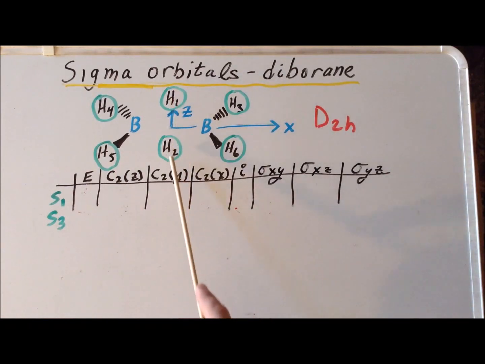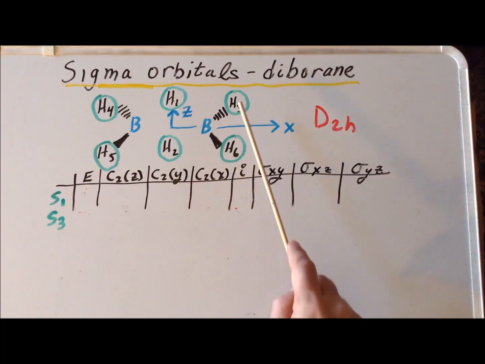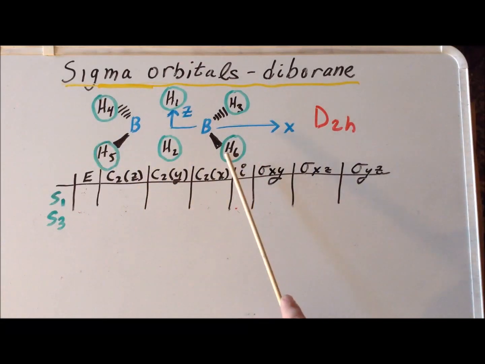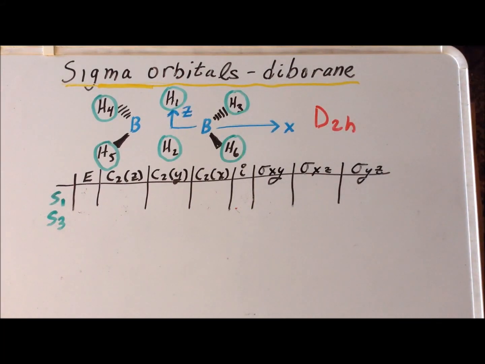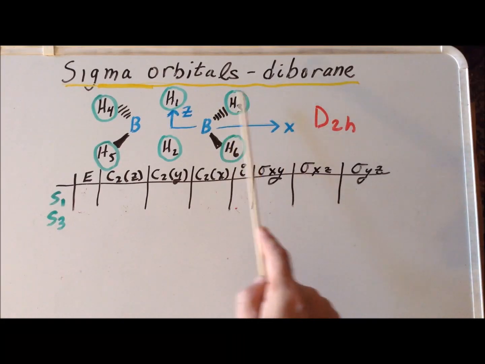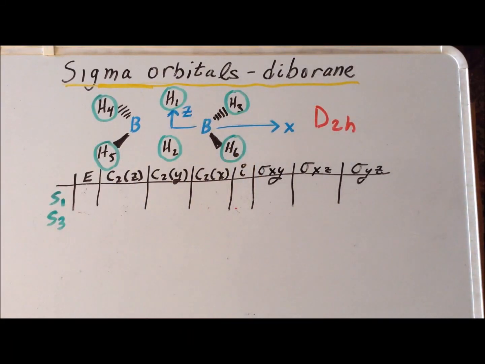H1 and H2 can be swapped by a symmetry operation. So H1 and H2 are symmetrically equivalent. And similarly, H's 3, 4, 5, and 6 can be permuted by a symmetry operation. So those are all equivalent to each other. But H1 and H3, for example, are not. So we want to see what is the effect upon the s orbitals corresponding to each hydrogen atom.